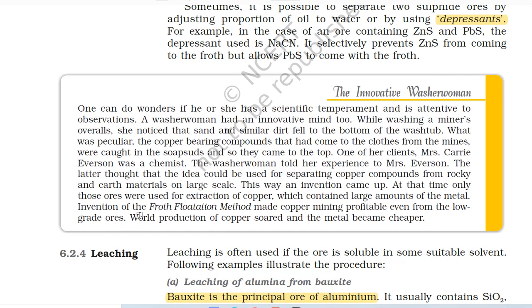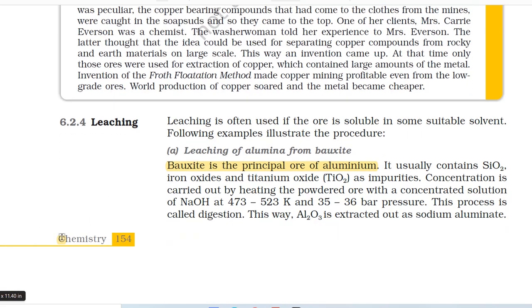At that time, only those ores were used for extraction of copper which contained large amounts of the metal. Invention of the froth flotation method made copper mining profitable even from the low-grade ores. World production of copper soared and the metal became cheaper.